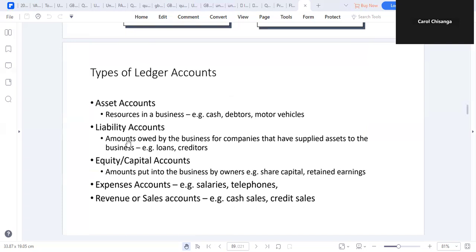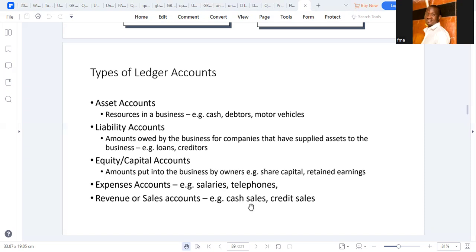Then we go to a liability account, which is simply amounts that a business will owe. So when a business is owing, we call those liability accounts. We also have what we call capital or equity accounts. These are simply accounts where the business owner will put in their own money. We also have expense accounts. Expense accounts are simply accounts like salaries, telephones, where you're going to make your expenditures. So we have revenue accounts or sales accounts. These are accounts where you're going to get either your cash or your credit sales.